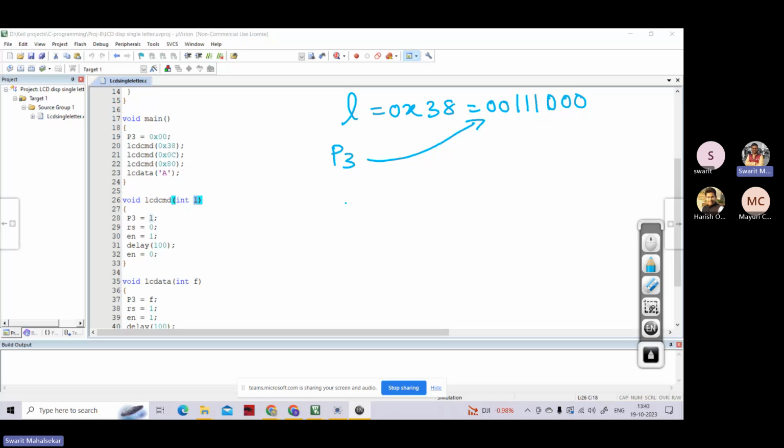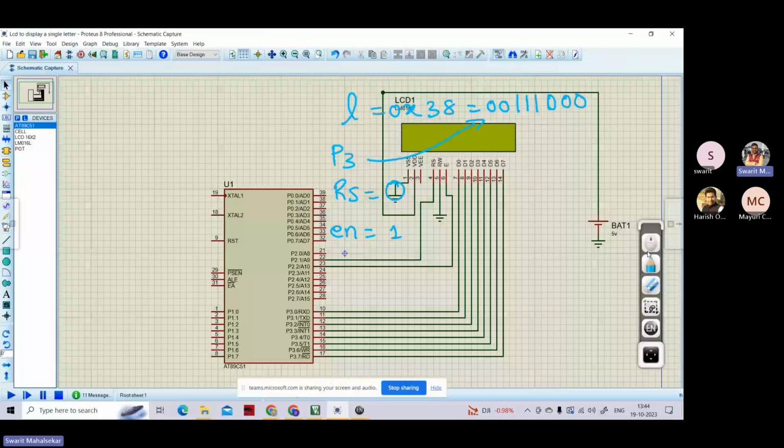Then I'm making the RS pin 0. Then we have enable as 1, then a delay of around 100 microseconds, and then enable as 0. So what exactly will happen is that, let me now go to the Proteus software. Now let me erase all of this and keep just this particular part.